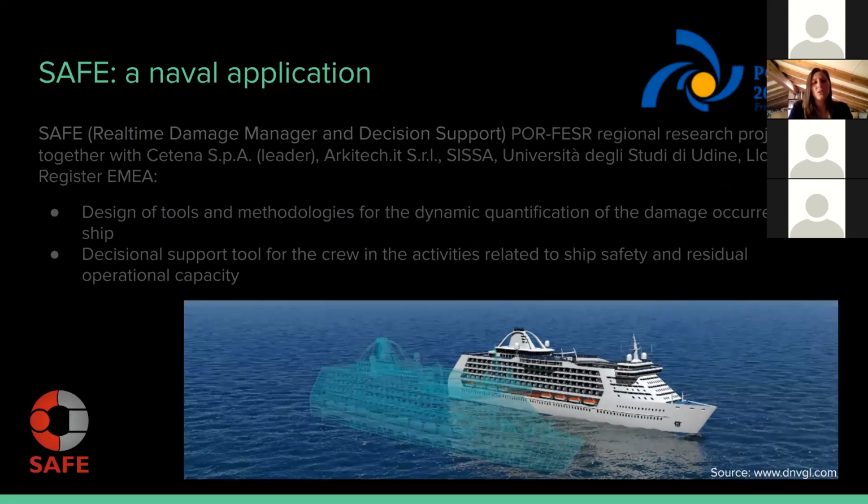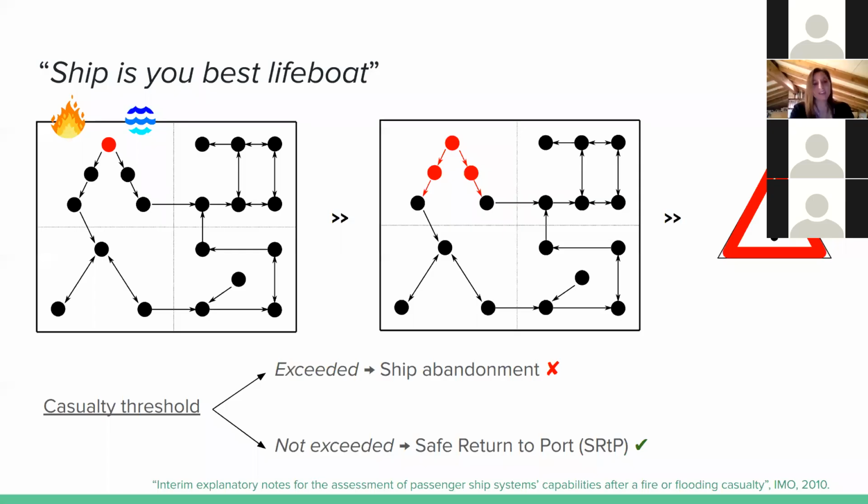The main aim of this project is to develop new tools and methodologies for the dynamic quantification of the damage that can occur on a passenger ship. And the main goal is to provide a decisional support tool for the crew. So the crew has to know which action to put in place in order to limit as much as possible the damage, to keep the ship safe and to maximize the residual operational capacity. Here you see an example of a cruise ship together with its digital twin. That's what we have spoken of up to now.